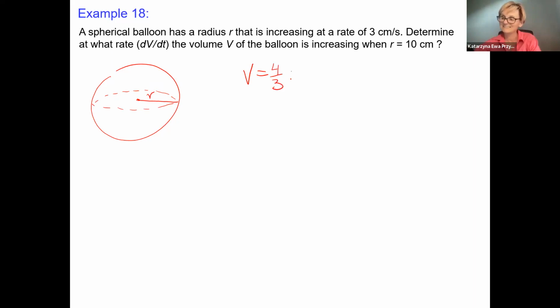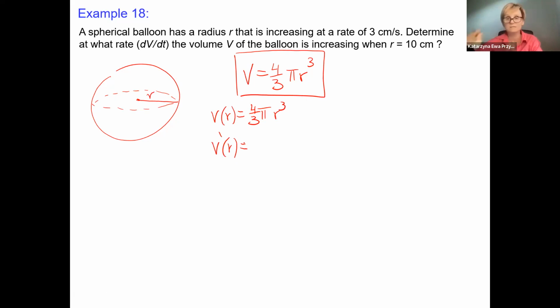This one. Oh, cube. Of course, cube. 4/3 pi r cubed. And that's the formula. And we have to find out the derivative. Normally volume depends on r, and this is the formula. And what will be the derivative? This is still old stuff. What's the derivative of 4/3 pi r cubed?